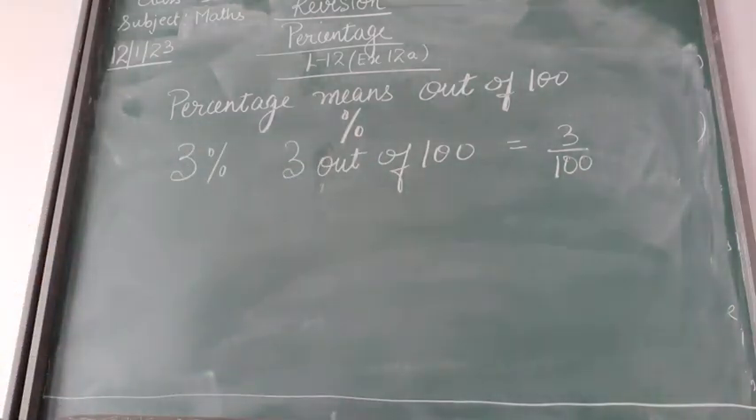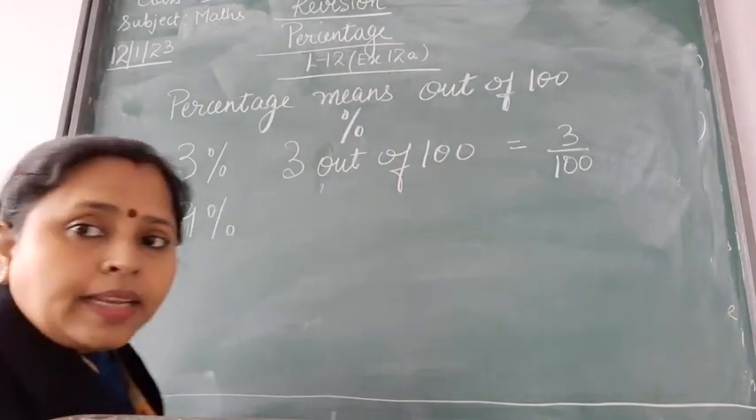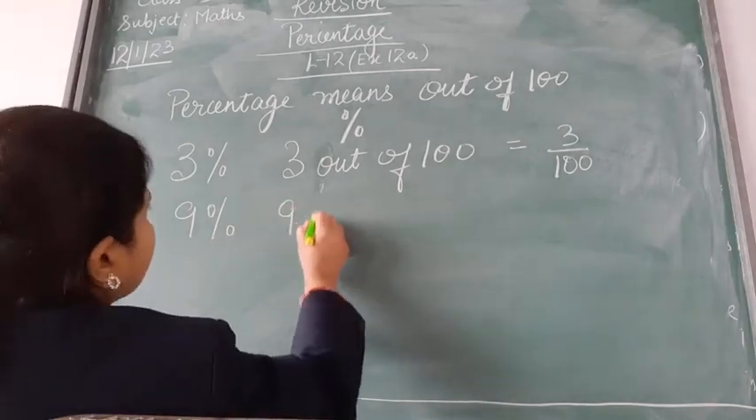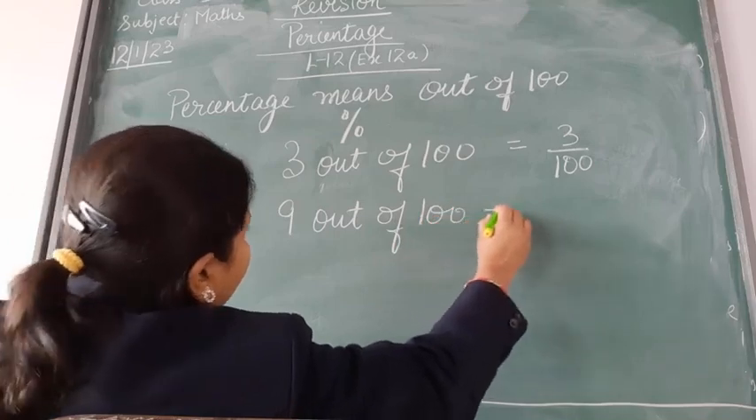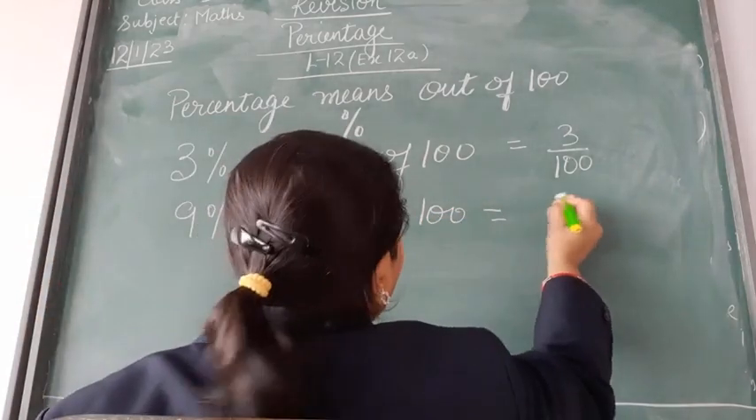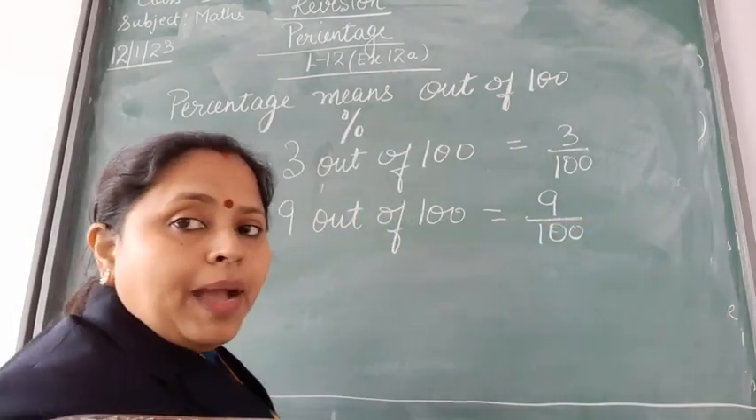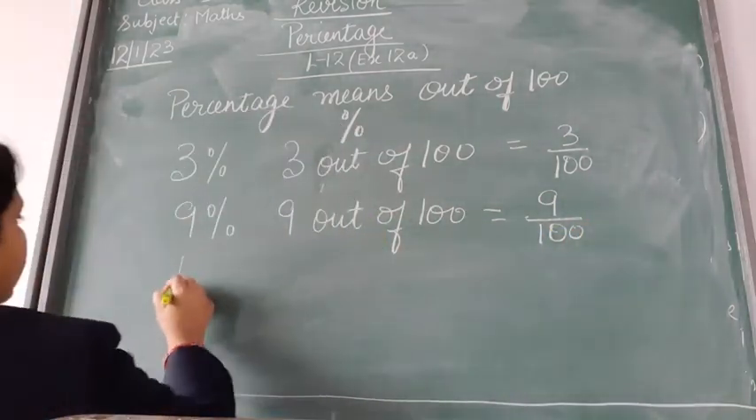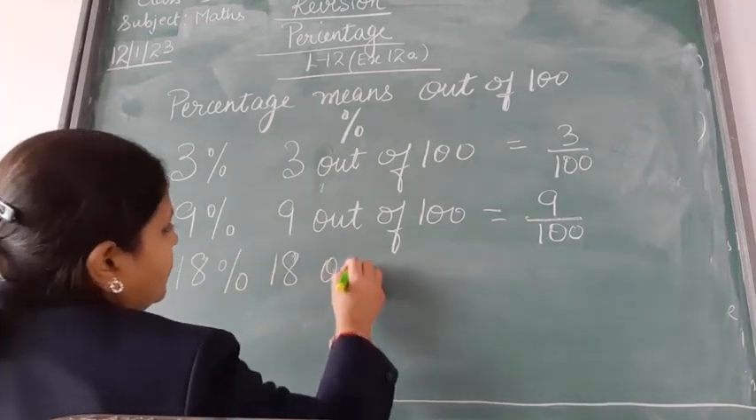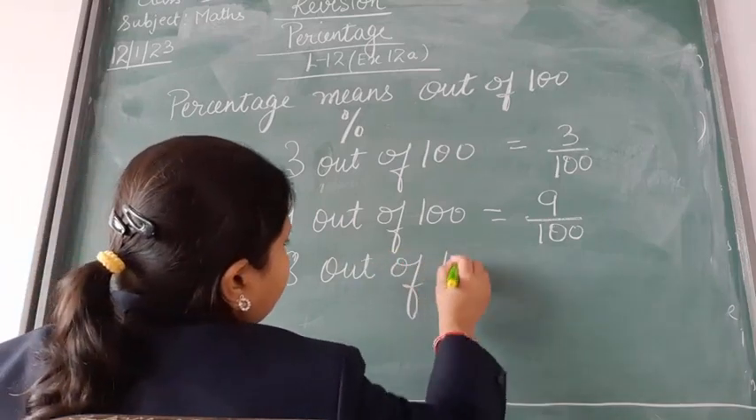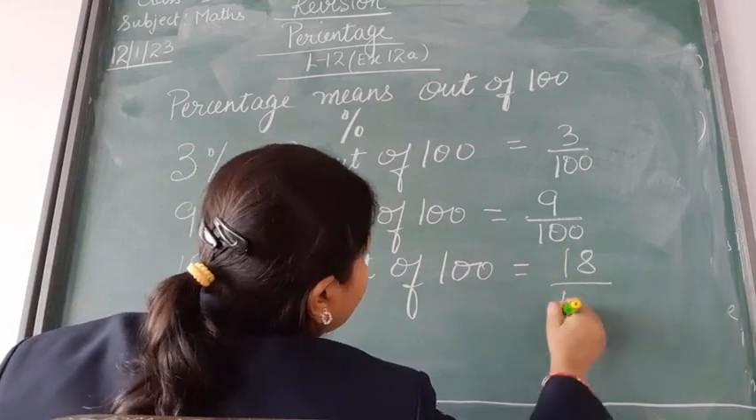In the same way, when we write 9%, what does it mean? It means 9 out of 100. In fraction form we can write 9 upon 100 or 9 divided by 100. Similarly, 18% means 18 out of 100, which is equal to 18 upon 100.